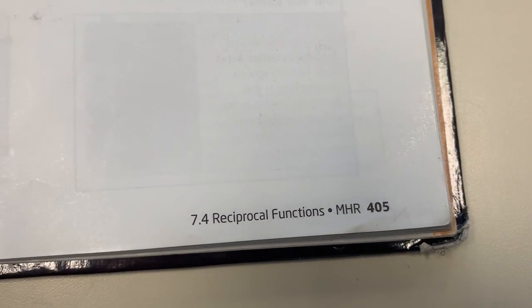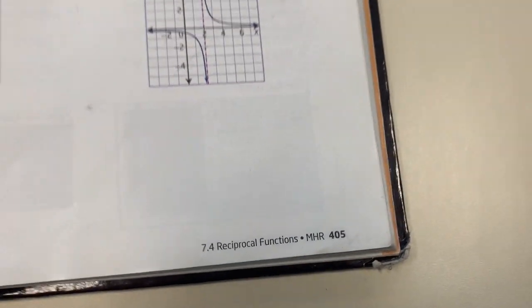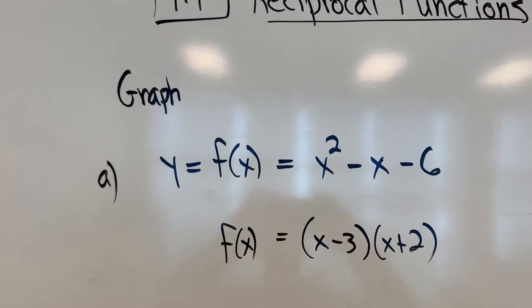This example comes out of Math 20, Chapter 7, Section 7.4, Reciprocal Functions, which truly feels like it has nothing to do with the rest of the chapter. This is the type of question we'll be asked to do.